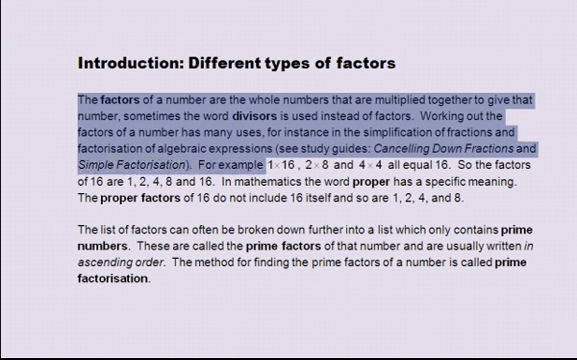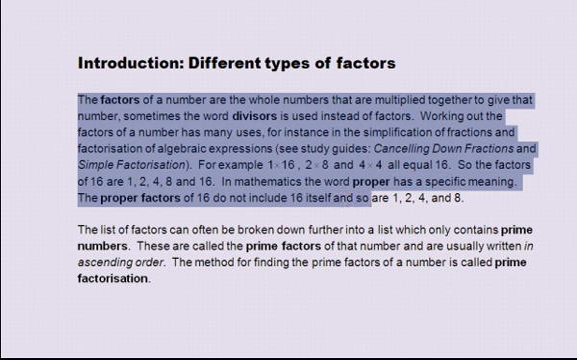For example, 1 multiplied by 16, 2 multiplied by 8 and 4 multiplied by 4 all equal 16. So the factors of 16 are 1, 2, 4, 8 and 16 itself. In mathematics, the word proper has a specific meaning. The proper factors of 16 do not include 16 itself and so are 1, 2, 4 and 8.